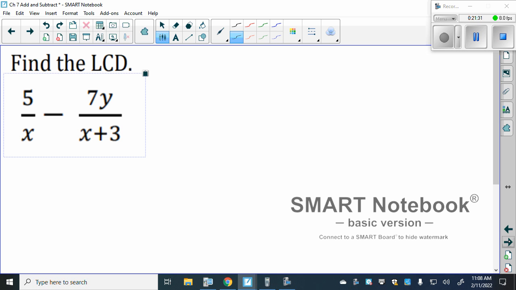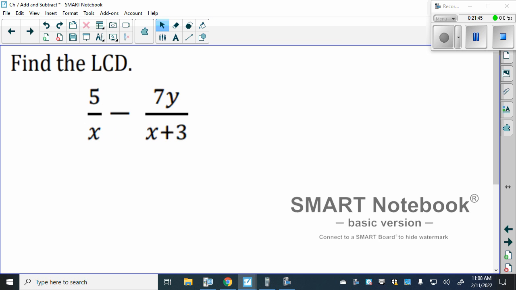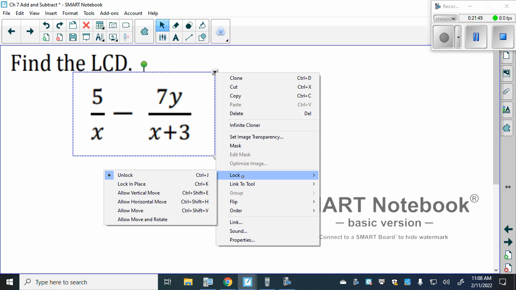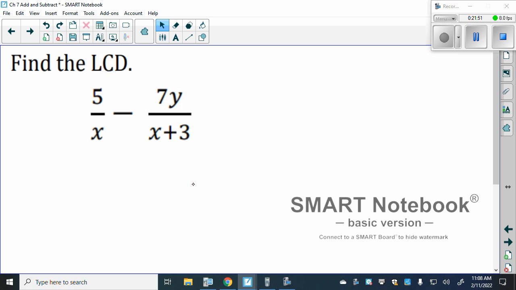Now, this one here, again, I'm going to go back and edit all these because I want a little more space. Unlock. There we go. Lock in place. These here, when we have these terms like x and x plus 3, I like working with these a little bit better because it's easier to figure out what's going to make them be the same.